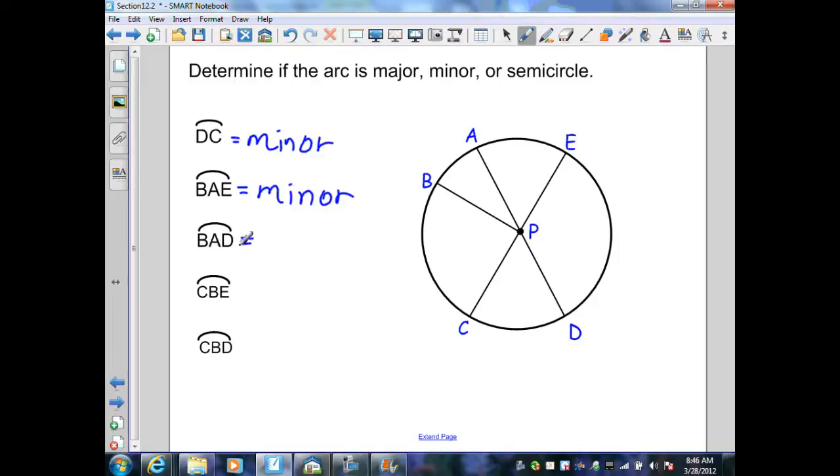Arc BAD. BAD. Notice this is greater than 180 degrees because I have the diameter AD that creates a semicircle, and BAD is greater than a semicircle. Therefore, this is a major arc.